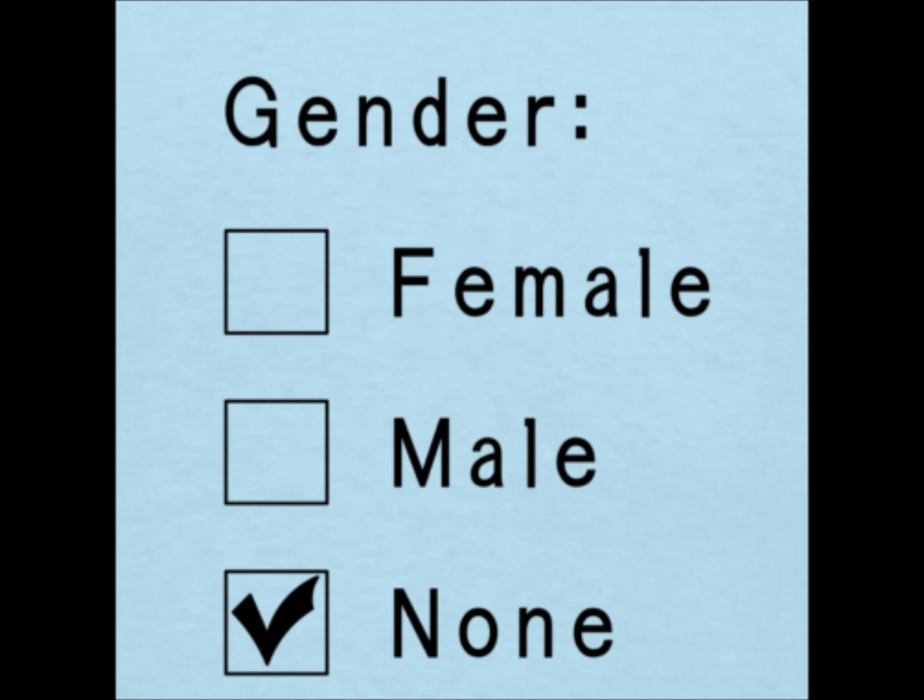Cisgender male or female is someone who identifies as the gender that conforms with their biological sex. Someone who is born with male parts and identifies as a man, or someone who is born with female parts and identifies as a woman. Agender individuals don't identify as either male or female. They have no gender identity.